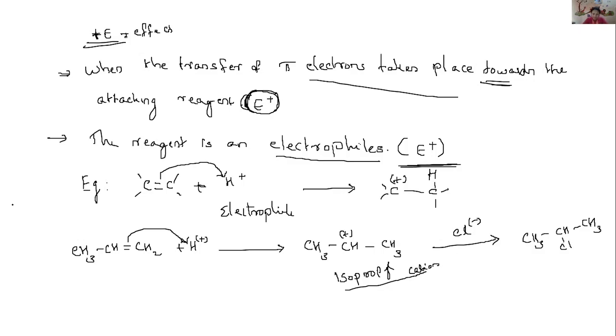Okay. Example: towards the reagent. Transfer occurs towards the reagent, and the reagent is an electrophile. Okay, the reagent is an electrophile. Then minus E effect.